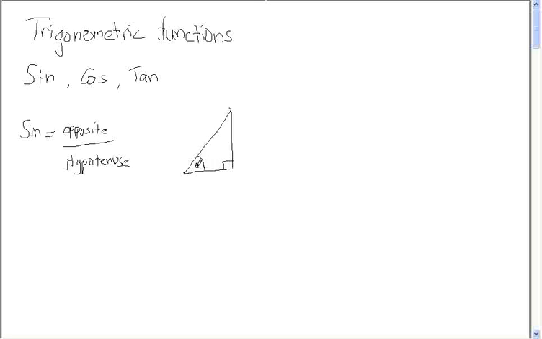So the side opposite that angle is the opposite side, and the longer side of a right angled triangle is always the hypotenuse. Okay, so the ratio between the opposite and the hypotenuse of a right angled triangle will give you the sine theta. Okay, now I'll just show you what that means mathematically.